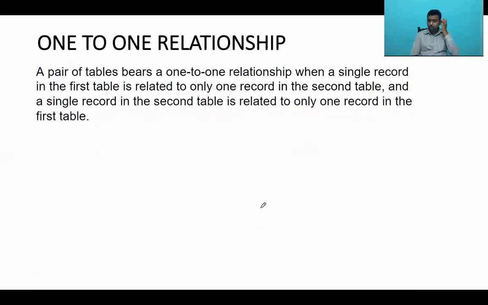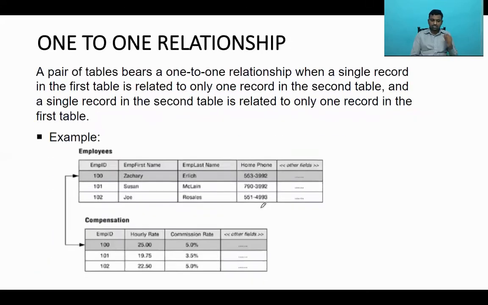When I say one-to-one relationship, it means that one single record is getting related to another single record in another table. So this is one entity, the entity name is employee, and we have one more entity that is called compensation.